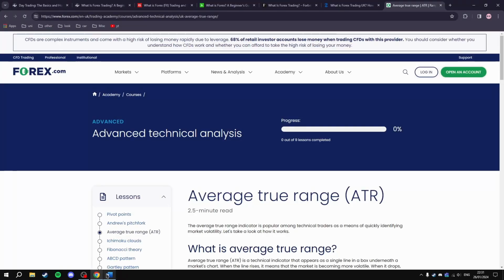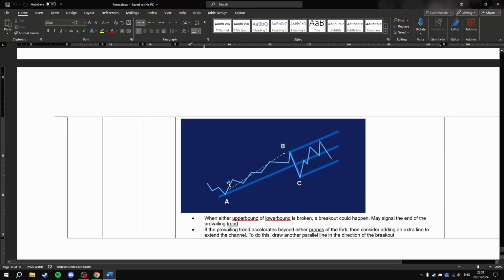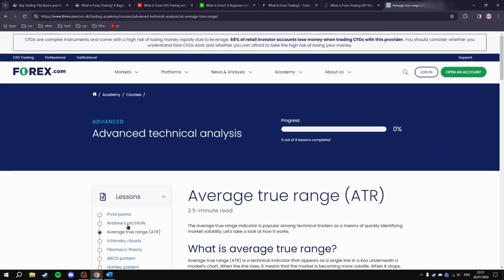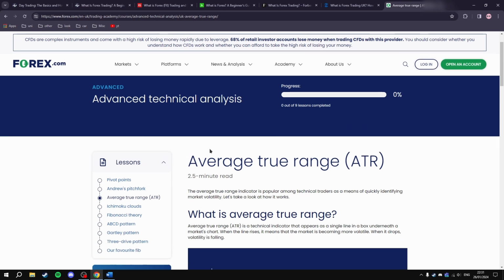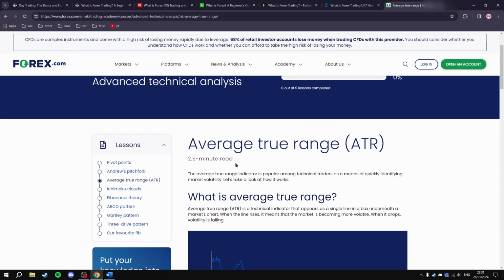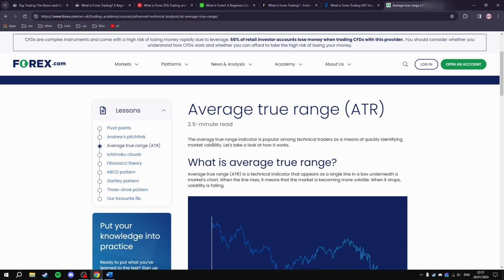So in the last episode we went through Andrew's pitchfork lesson in the advanced technical analysis course on forex.com, and today we're going to start doing the average true range lesson. So let's get started. The average true range indicator is popular among technical traders as a means of quickly identifying market volatility. Let's take a look at how it works.